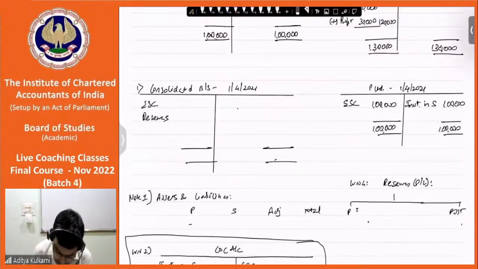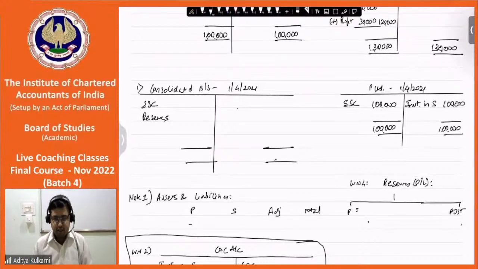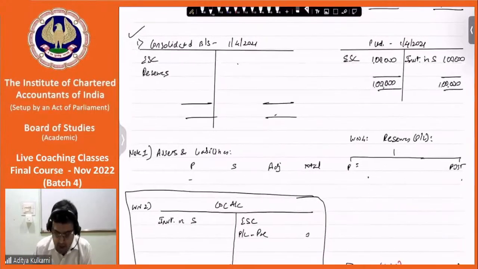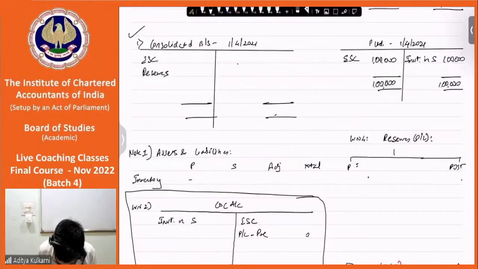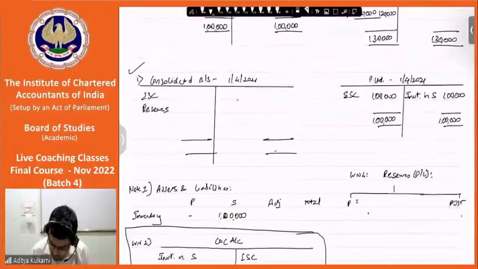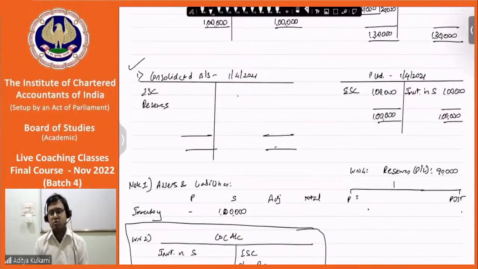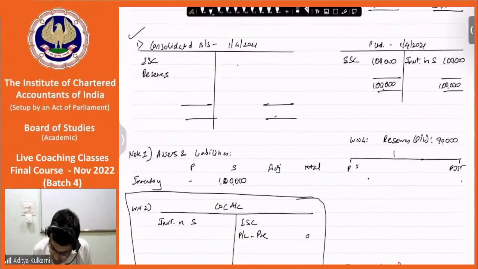All right. So first we draw the consolidated balance sheet format, which is 1st April 2021. Then you are having P Limited's balance sheet given to you. Then note number 1, assets, liabilities. Here I am having inventory of S appearing at 1 lakh. And then you are having reserves of 90,000. Now, is this entirely pre-acquisition? Yes, because this is on the date of acquisition. So this would be 0 and this would be 90,000.